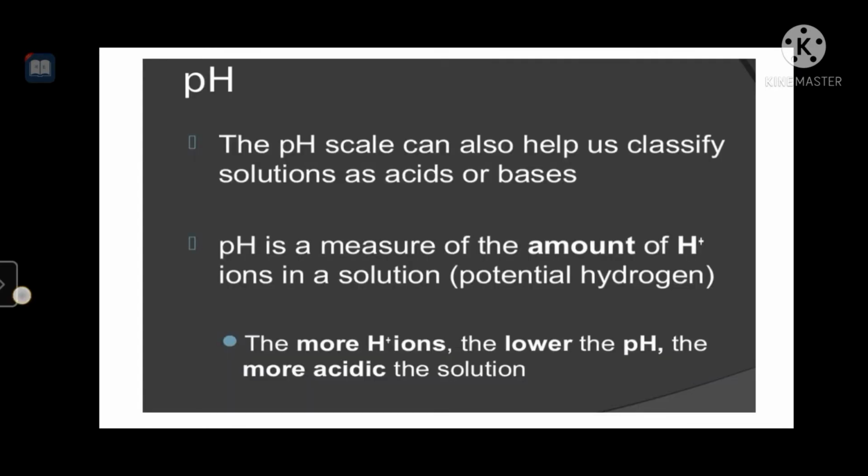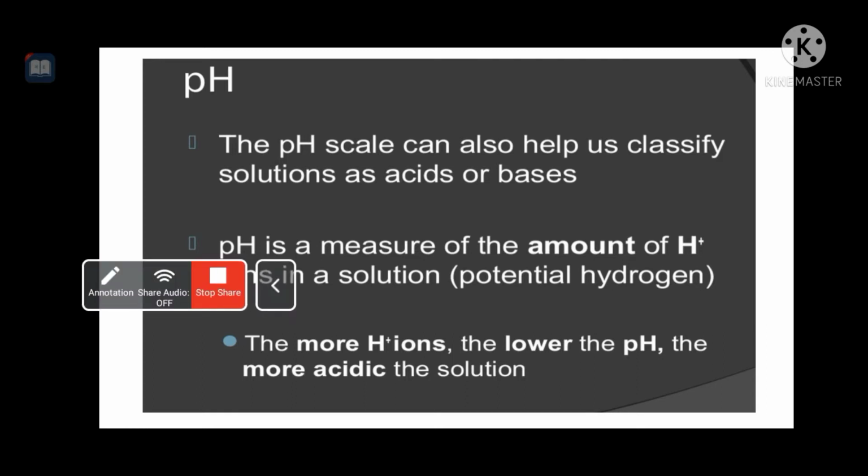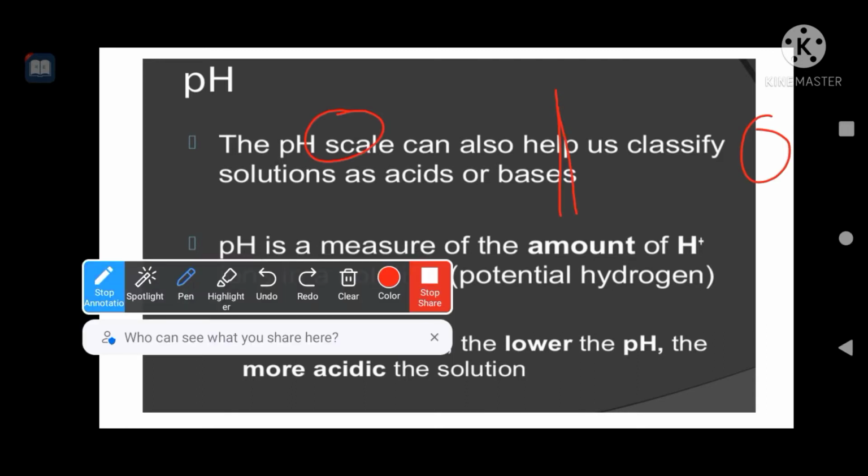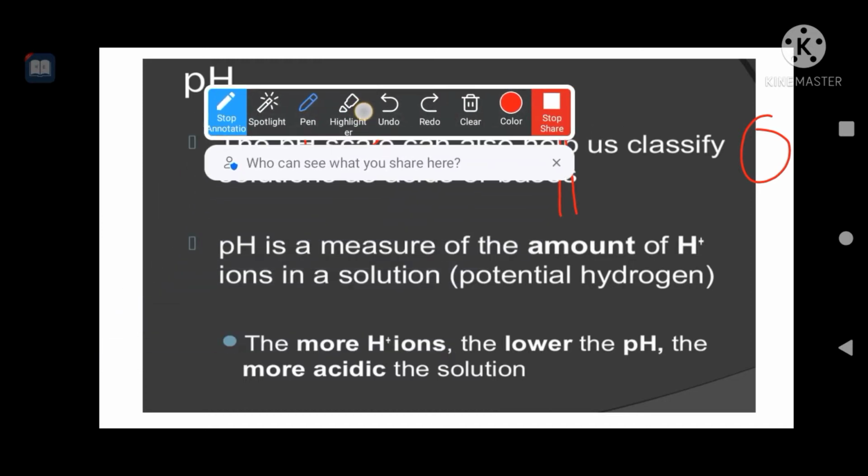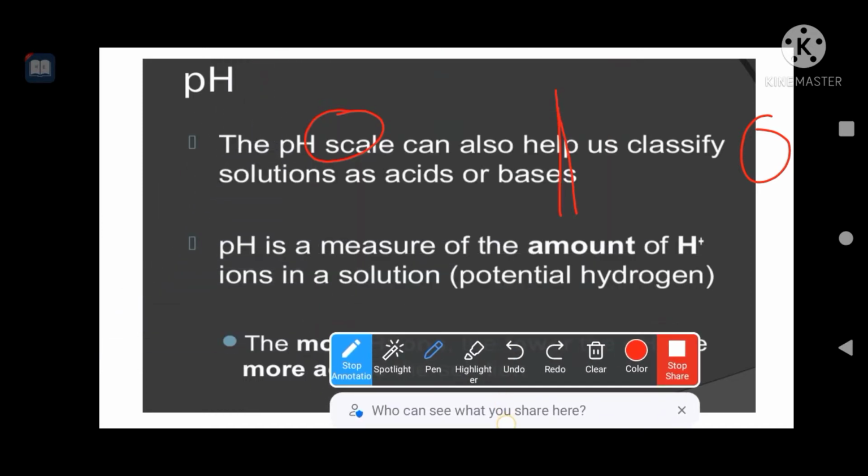Here, the pH scale is something we can use to classify things. Which types of things? Solutions. The pH scale is used to classify solutions into two categories: first is acid, or base.